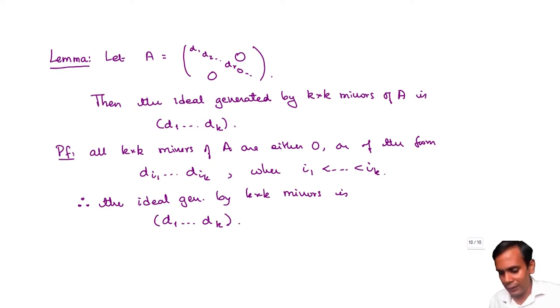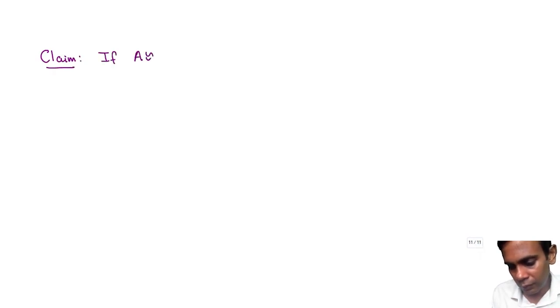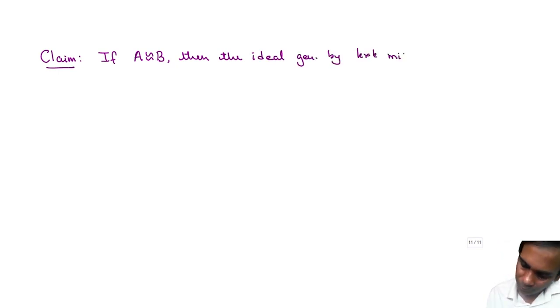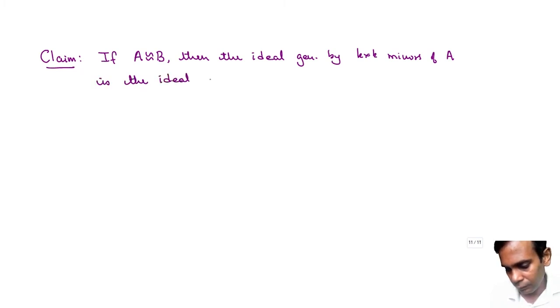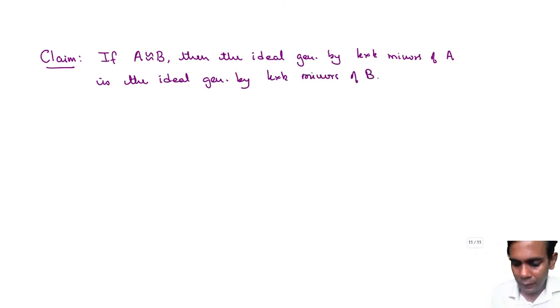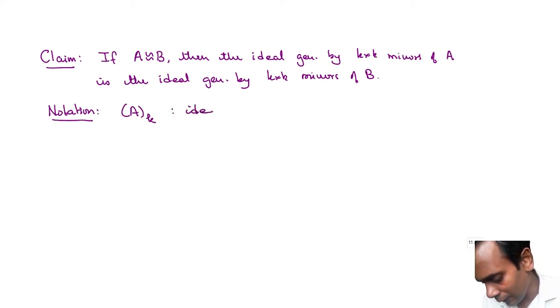Okay. Now with this in mind, we can show that if A is equivalent to B, then the ideal generated by K by K minors of A is equal to the ideal generated by K by K minors of B. Let's use this notation: A subscript round bracket subscript K to denote the ideal generated by K by K minors of A.